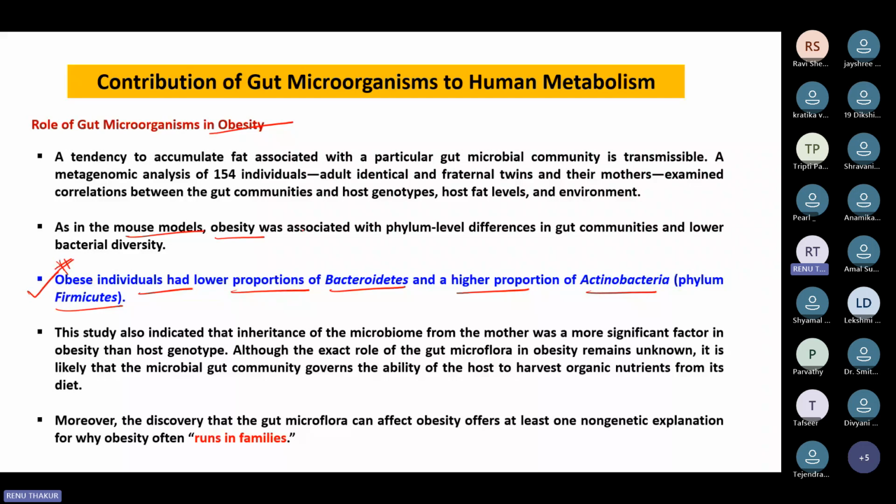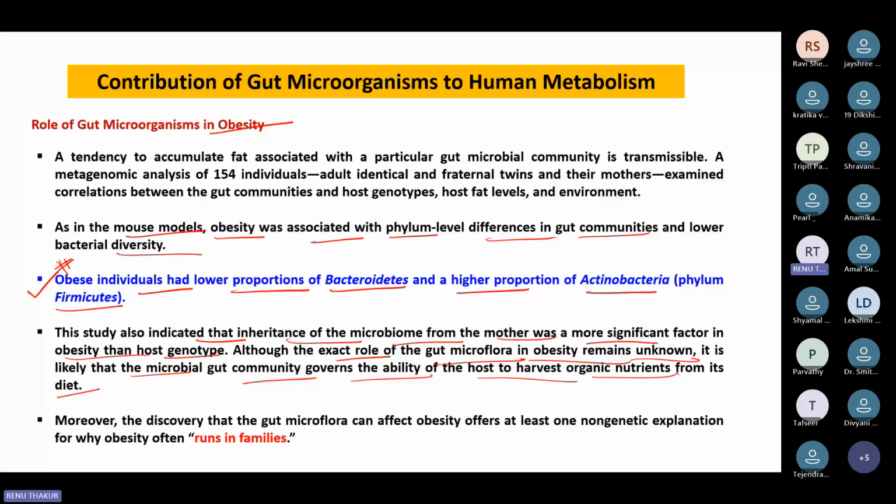In mouse models, obesity was associated with phylum-level differences in the gut communities and a lower bacterial diversity. So you can see the study also indicates that inheritance of the microbiome from the mother was a more significant factor in obesity than host genotype. Obviously, the genetic factor plays a major role in each and every biological thing. So, although the exact role of the gut microflora in obesity remains unknown, it is likely that the microbial gut community governs the ability of the host to harvest organic nutrients from its diet.